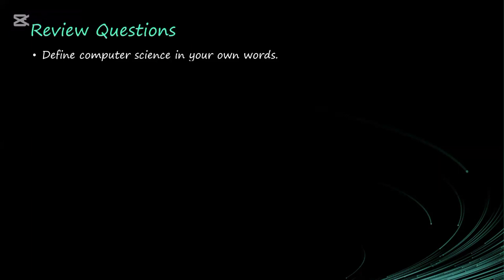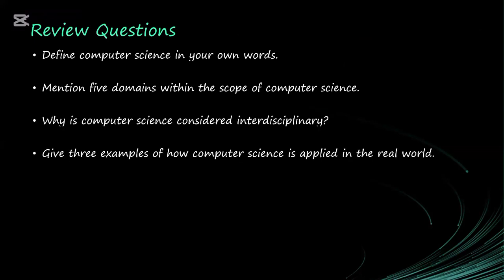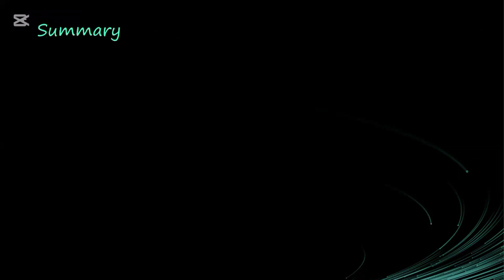So I want you guys to go and have these review questions. Ask yourself this question. Define computer science in your own words. Mention 5 domains within the scope of computer science. And why is computer science considered interdisciplinary? Give 3 examples of how computer science is applied in the real world and explain the difference between software and hardware. So I want you to ask yourself these questions and answer them. Now, you also have a test to write after this class and also an assignment to do. Make sure you do the assignment, make sure you write the test.